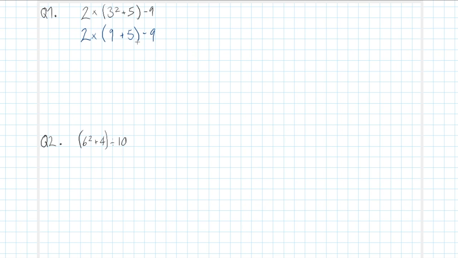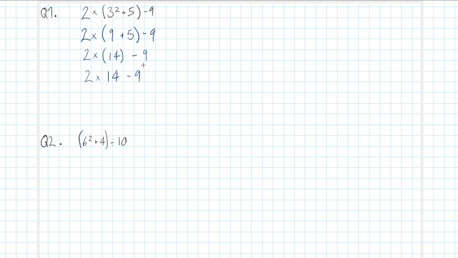Okay, inside the brackets again, there's no more brackets within the brackets. Index, there's no index now because we've just solved that. Divide, there's no divide, there's no multiply, so we're on to addition or add. So everything else remains the same. 9 plus 5 is 14. Minus 9. And now there's nothing left to do with those brackets, so we can just ignore them.